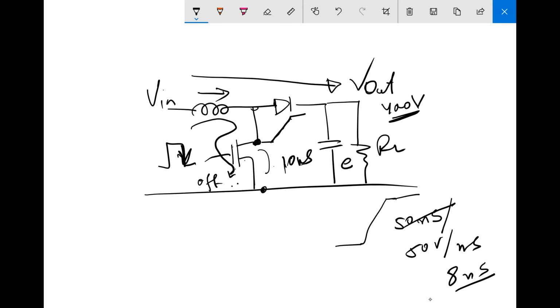Well, the question is, why? What's the problem here? Well, the problem is that you have internal capacitances in the device. And if this goes very fast, then you inject here charge carriers, and therefore the transistor might turn on and eventually break down.